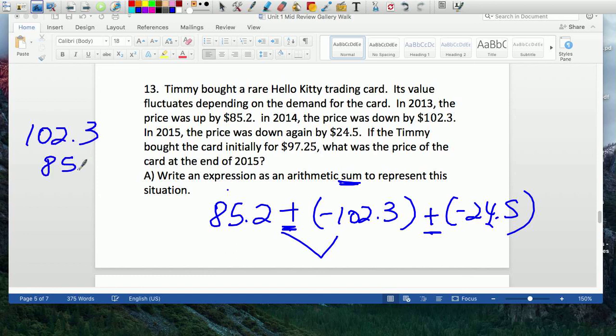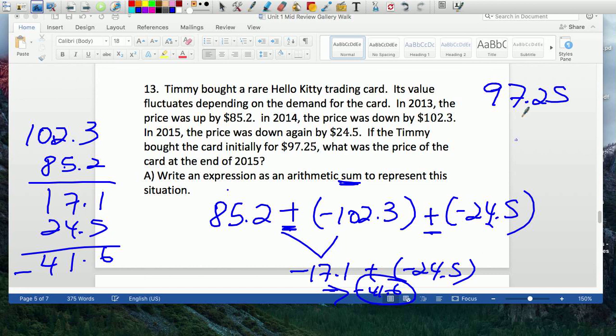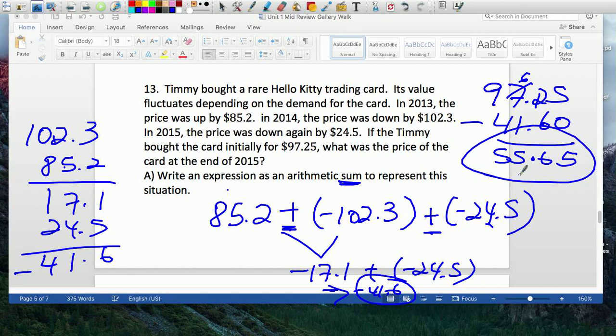102.3, 85.2, 1, 12.47, 9 is 8, so it's negative 17.1, which you're going to add to negative 24.5, 6, 11, 41. So negative 41.6. So the price of the card declined all that much. And if the price was initially at 97.25, it means that I lost this much in value, which means that the card right now is valued at $55.65.